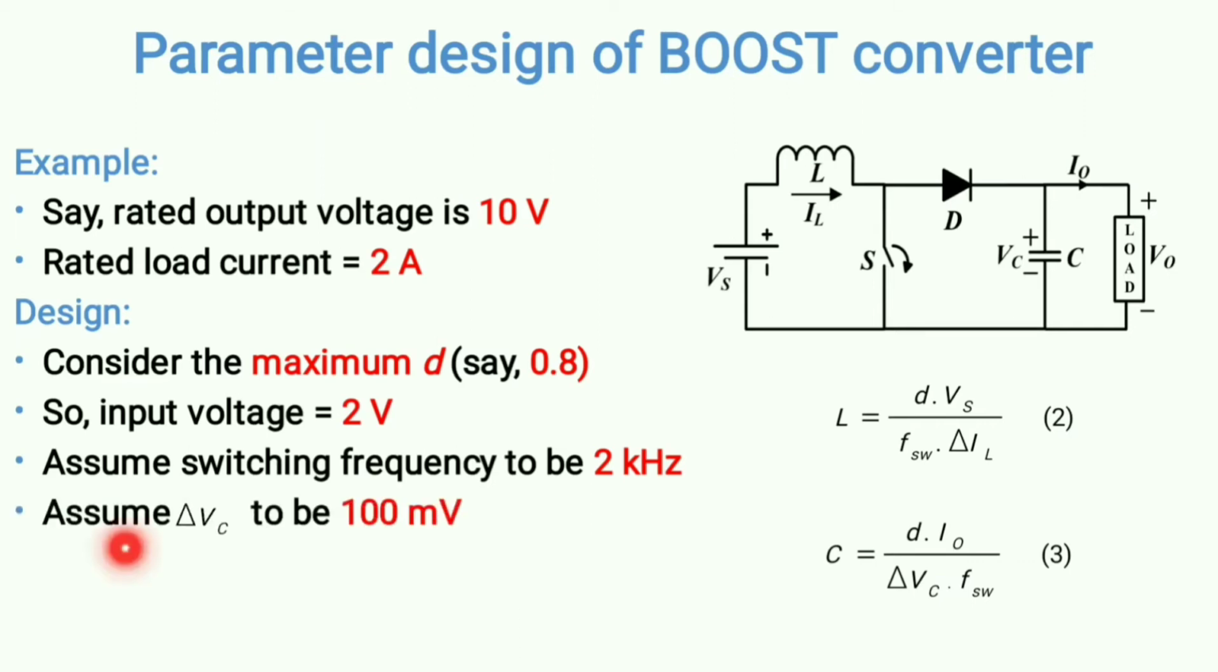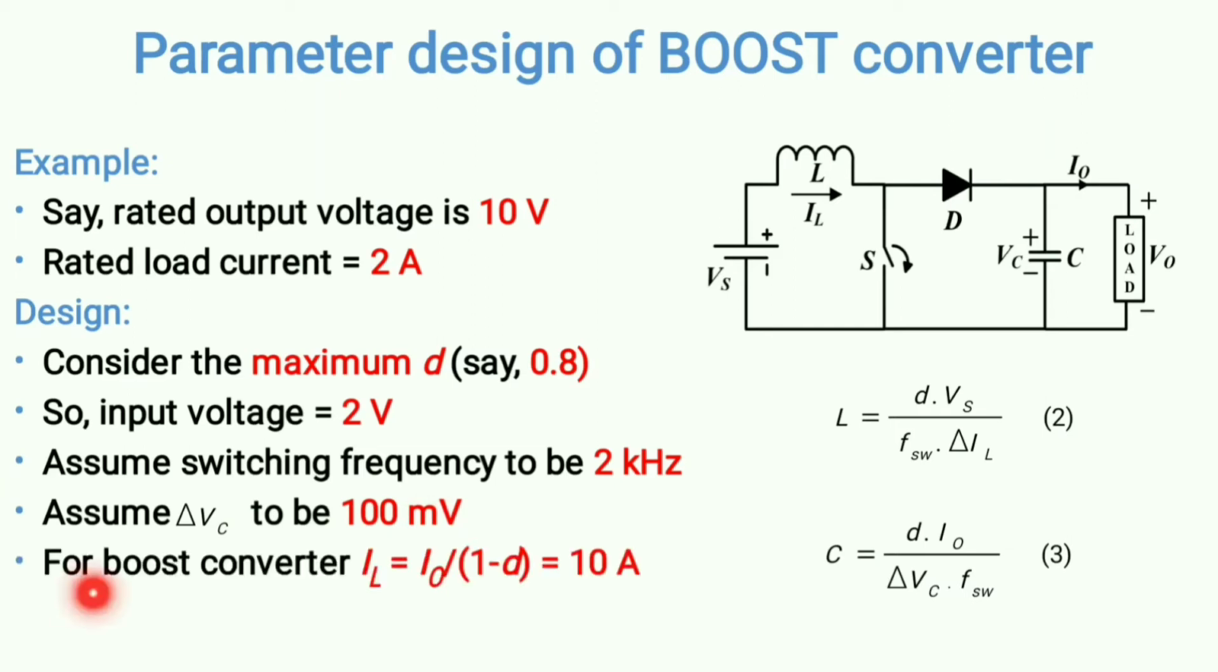Next is similar to the buck converter. Here also you have to assume your capacitor voltage ripple to be, suppose, 100 millivolt. See, the next point is the relation between IL and I naught, which is like this: IL is equal to I naught by 1 minus D.